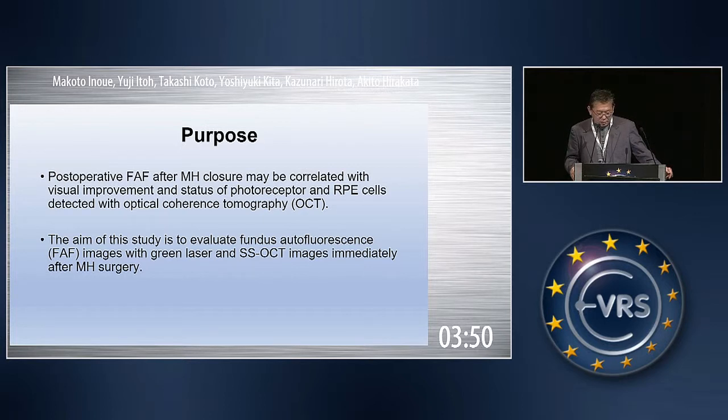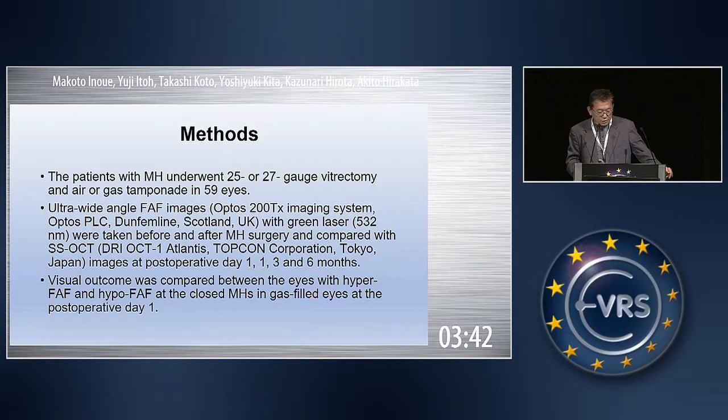The aim of this study is to evaluate the fundus autofluorescence image with a green laser and the SS-OCT image immediately after macular hole surgery. We used 25 and 27 gauge vitrectomy with air and SF6 in 59 eyes. We used wide-angle FAF images using the Optos 200Tx with a green laser, taken before and after surgery in all eyes, and we also used the swept-source OCT. Visual outcome was compared between the eyes with hyperfluorescence and hypofluorescence at the closed macular hole in gas-filled eyes.